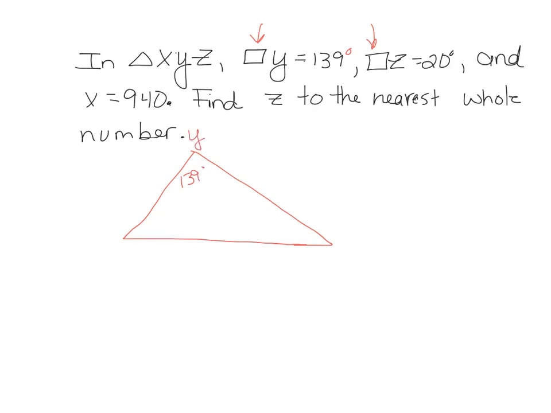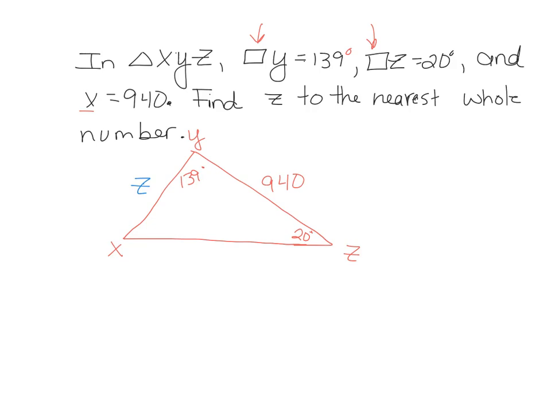So I have angle Y is 139, angle Z is 20. We'll put the X over here. And then I have side X with the lowercase is 940. My goal is to find side Z.